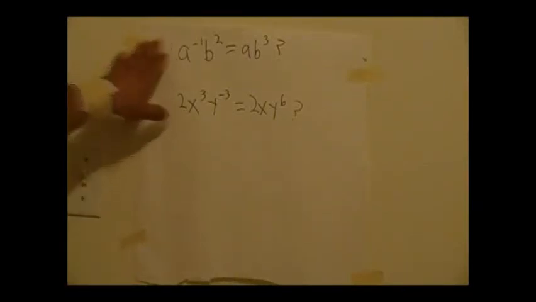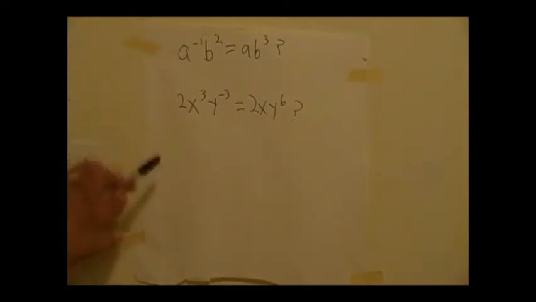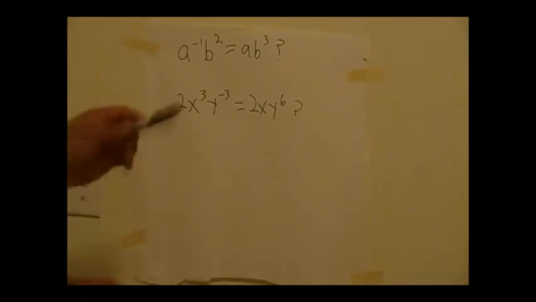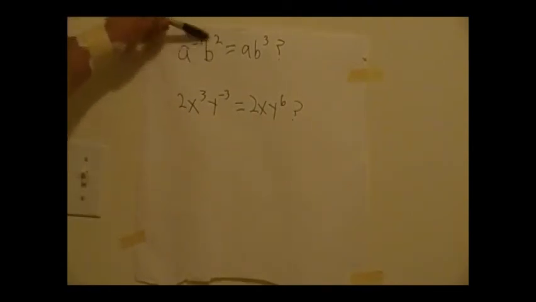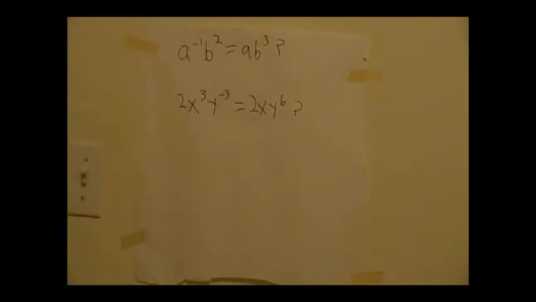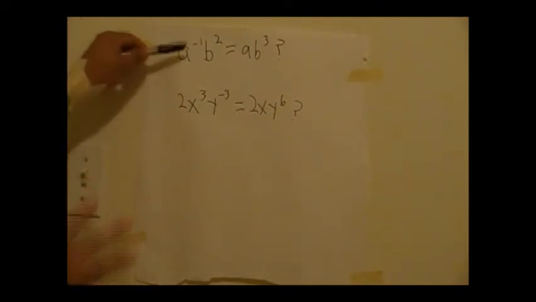Okay, so this has to do with the corrections that you tried to do for your quiz. I think there's a little misunderstanding here. For this problem, a to the negative 1 times b squared, you said that's equal to a times b cubed, right? I was thinking what you probably did was you thought that somehow you had to combine these two powers, and then this a power disappeared somehow, and then you get b cubed, right?